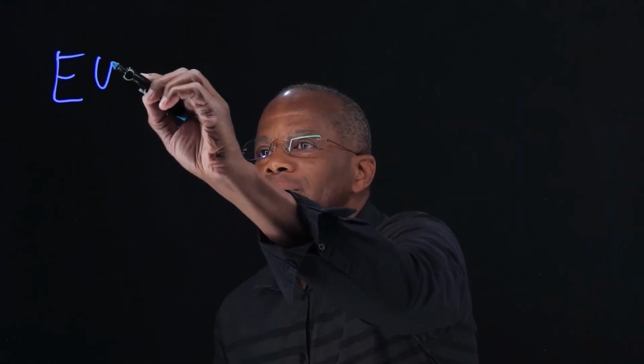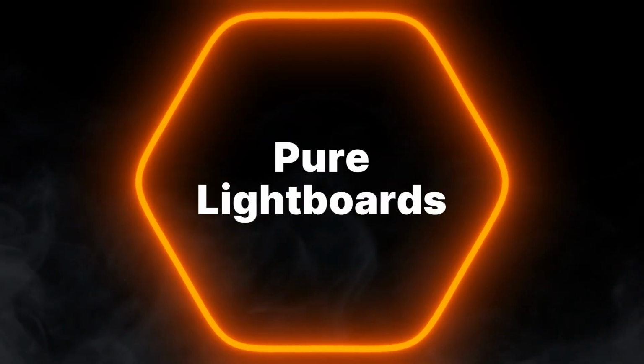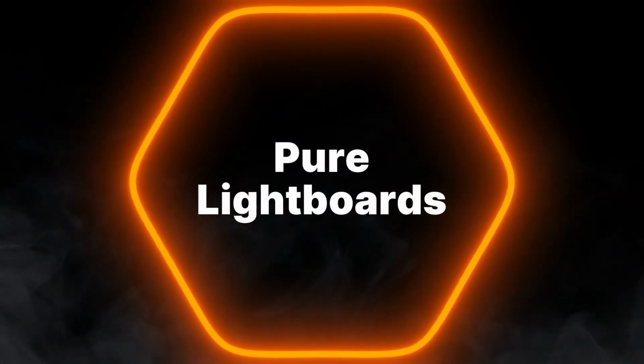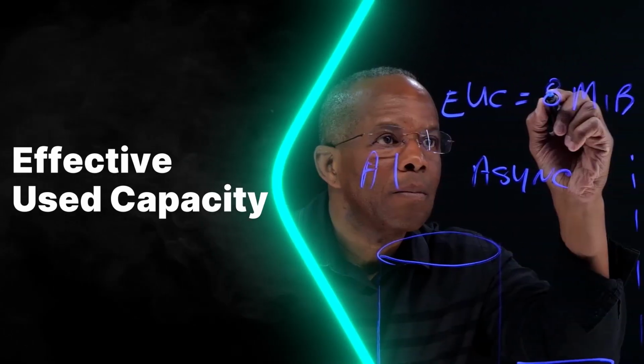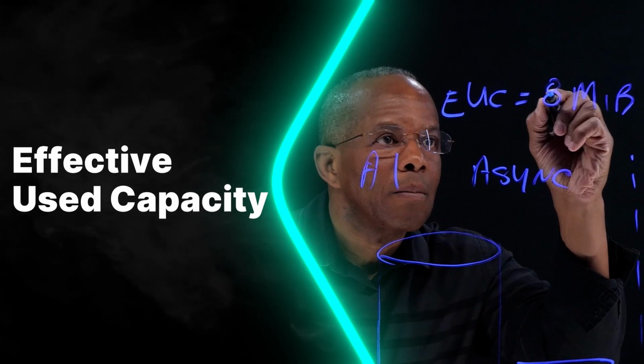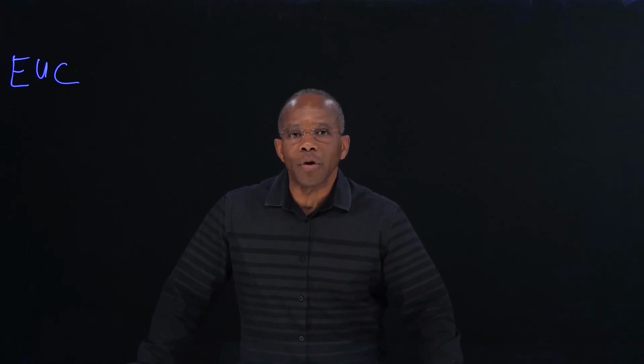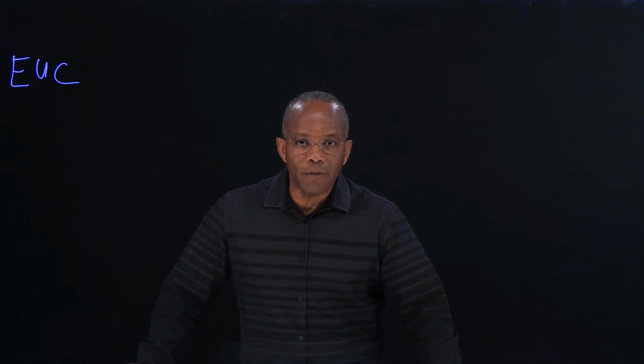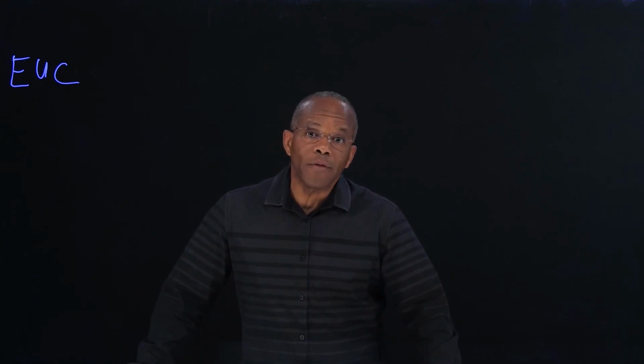A little bit about the effective use capacity, also known as EUC. So effective use capacity is the daily average of host-written data on Pure storage arrays, and it's used to calculate the billing for Evergreen One, Evergreen Flex, as well as Cloud Block Store.